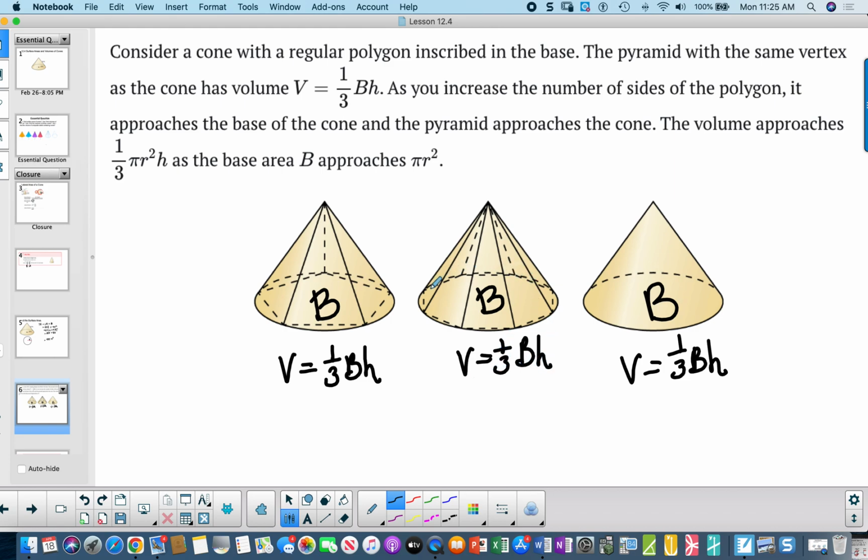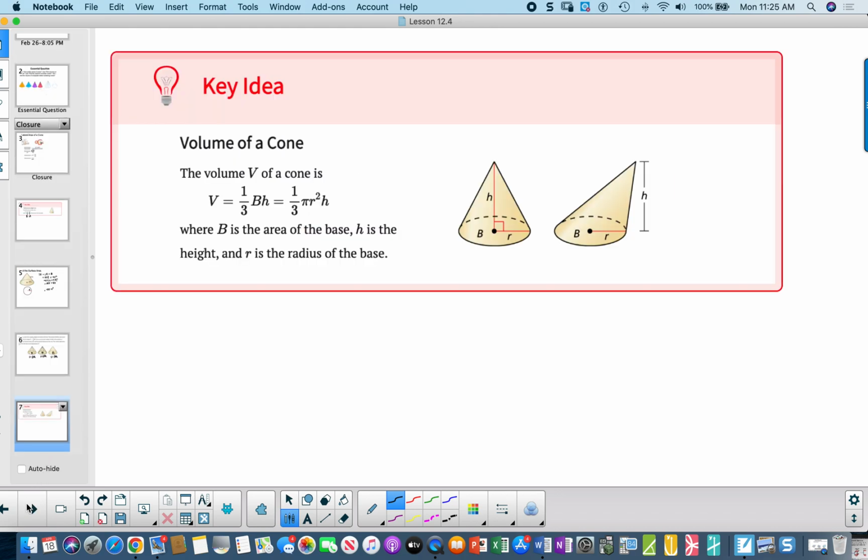As you increase the number of sides of the base, it becomes looking like a circle. So I hope you're not too surprised that the formula for a cone is the same as that of a pyramid. 1/3 area of the base times the height. It's just that in a cone, the base is always a circle. And some people like to write pi r squared instead of the big B.